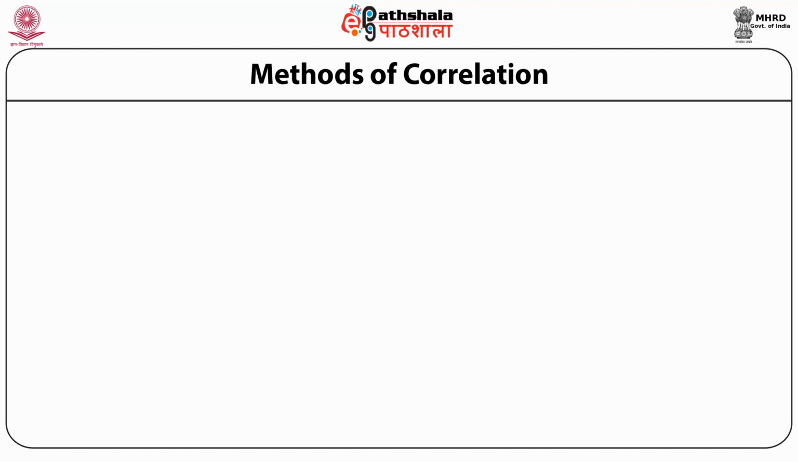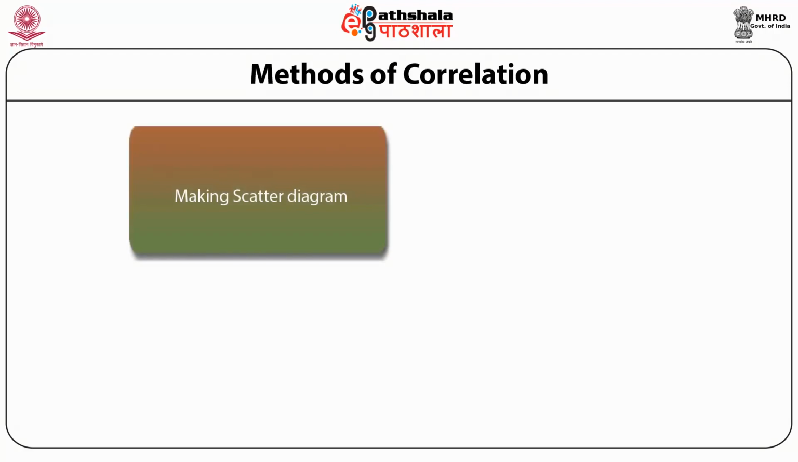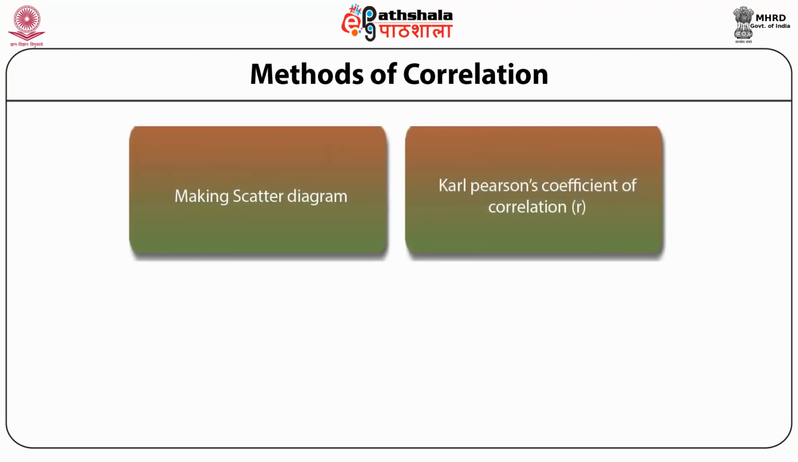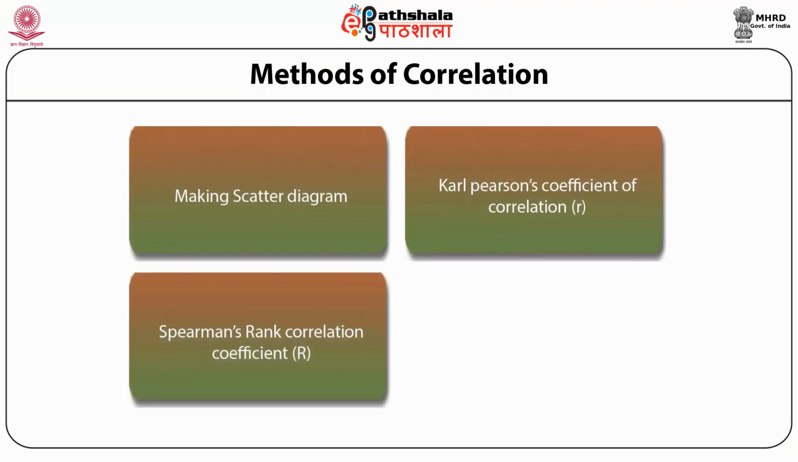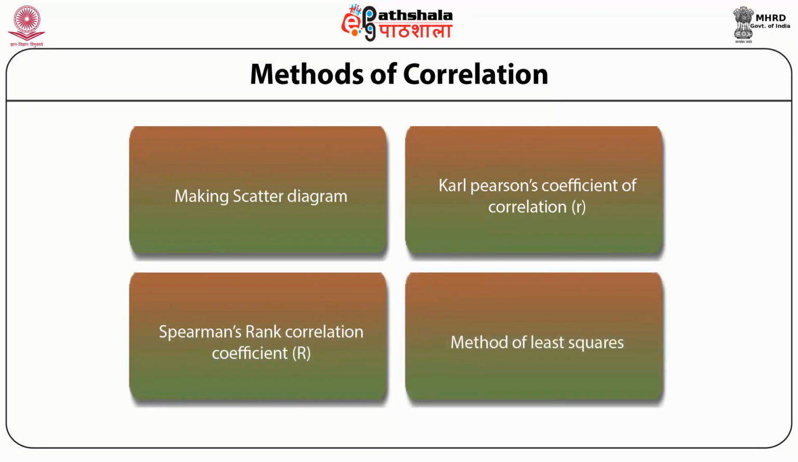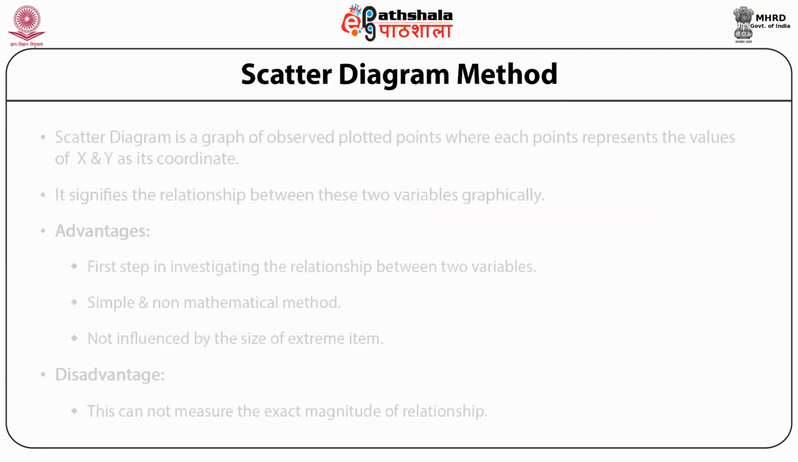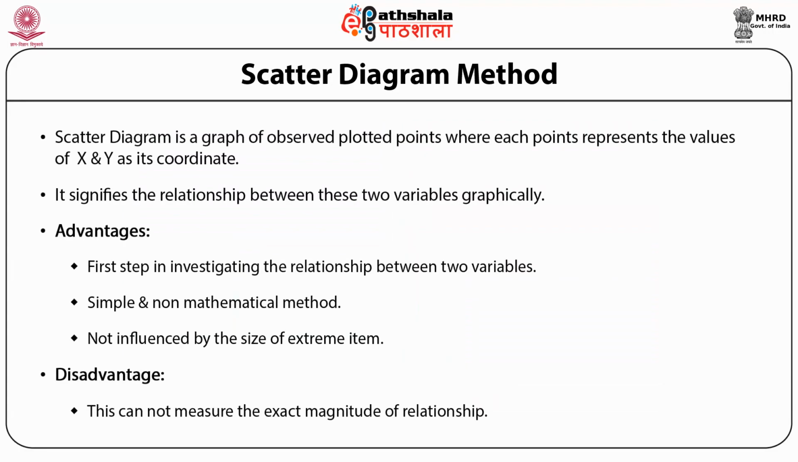Methods of correlation. There are different methods available to find out the relationship. It could be the scatter diagram method, Karl Pearson's coefficient of correlation, Spearman rank correlation, or the method of least squares. The method of least squares has not been discussed in this module. Now we will look at the different methods to calculate the relationship between two variables. Number one is the graphical method, that is known as the scatter diagram method.